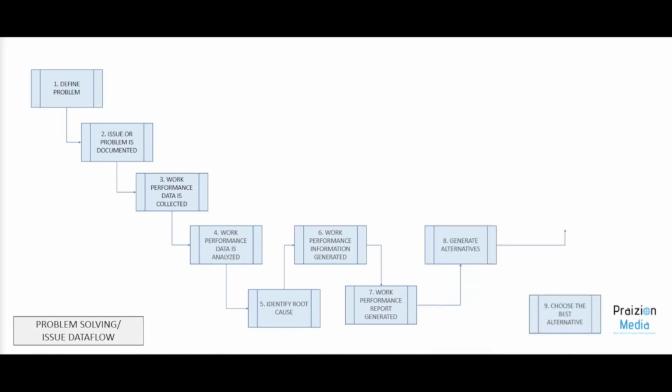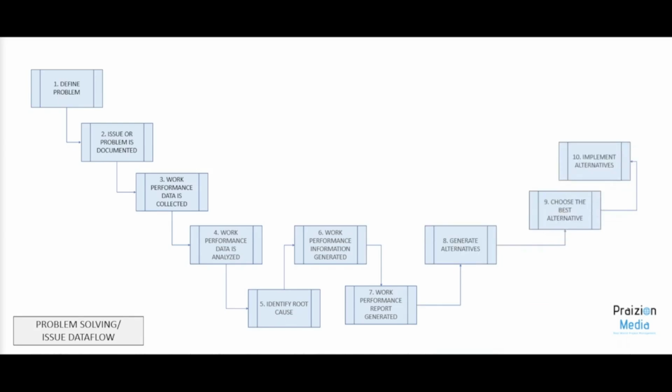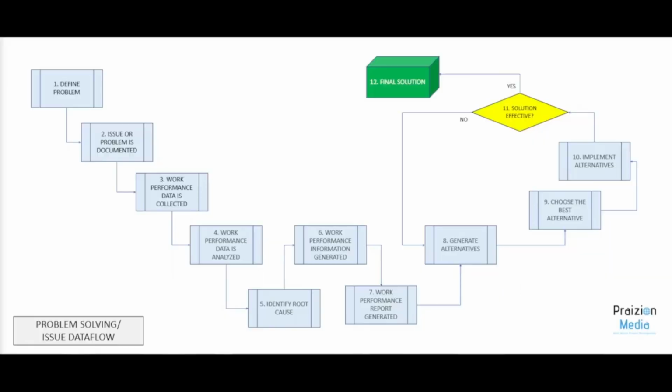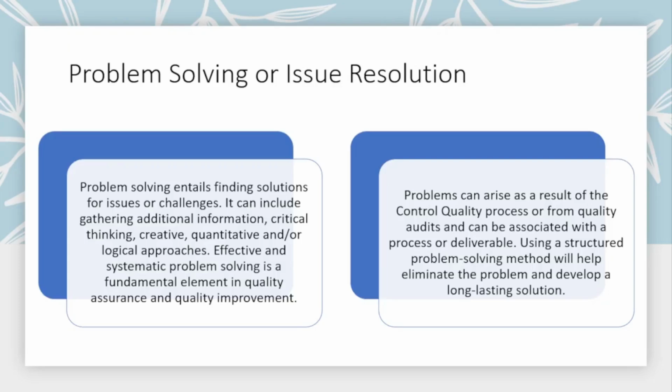Then we generate alternatives, we choose the best alternative, and we implement the alternative. And ultimately, we're going to ask the question, was the solution effective? If it's a yes, then we have a final solution. If it's a no, then we go back to the beginning. So we have this cycle of life happening at any point in time, from steps 1 through 12. But you as a project manager, your job is to ensure that everyone who is part of this is talking. There needs to be collaboration. This is not a lone project manager trying to solve a problem.